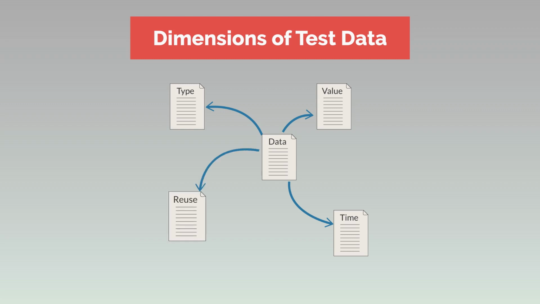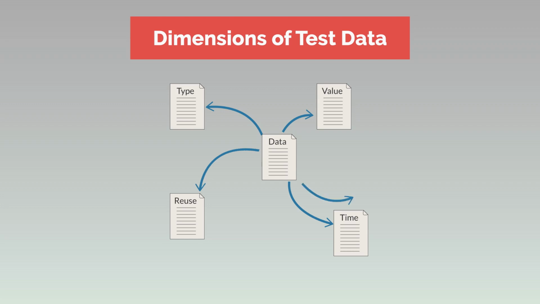Reuse is another important dimension. This is the ability for test data to be reused or not. For example, if I'm testing an e-commerce system, the account I'm using to purchase items can likely be reused. However, if I'm testing shipping an order, I can only ship the specific order once.